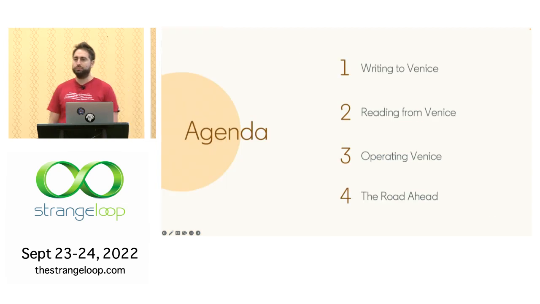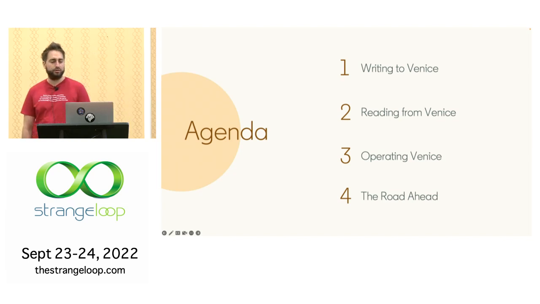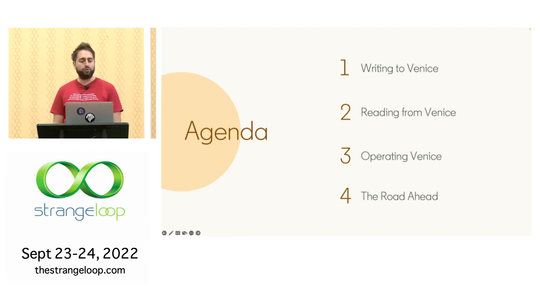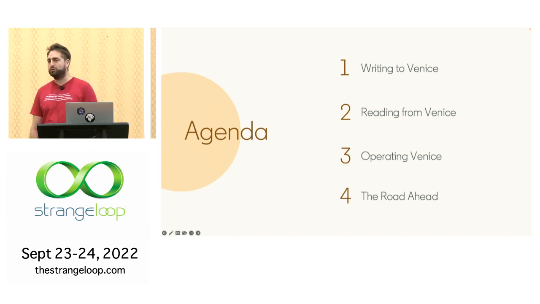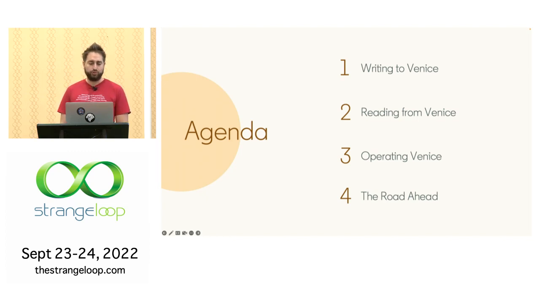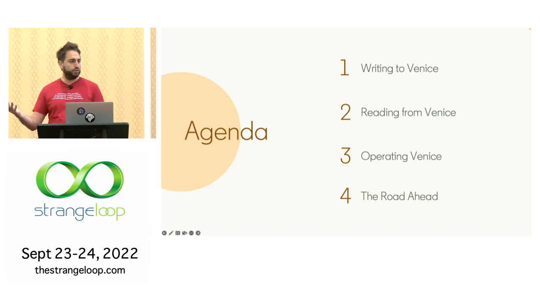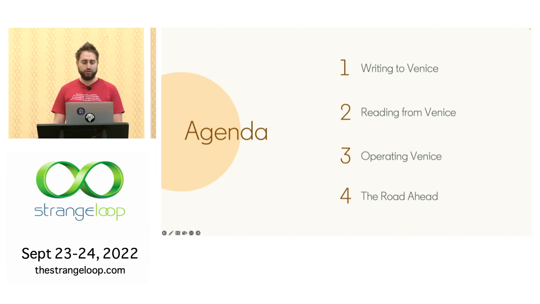This talk is broken up in 4 sections. The first 2 are basically the user-facing aspects of Venice, how to write data into it, how to read data out of it. The third part is the operator's perspective, how do we operate Venice at scale. And then I'll close with a few words on the road ahead now that the project will be open source. Along the way, I hope that you pick up a few tidbits of distributed systems insights and find it interesting.